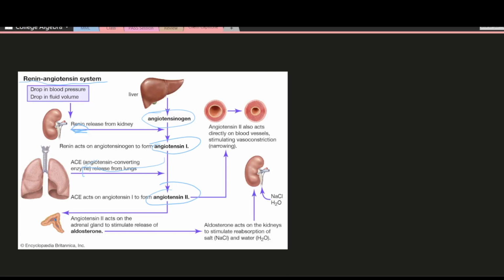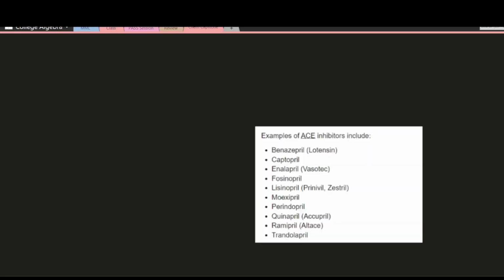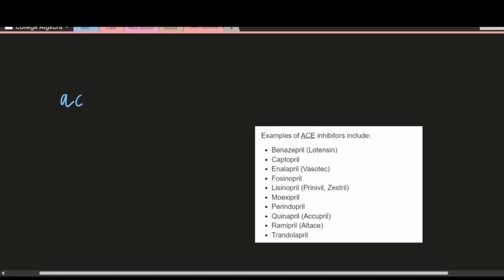And then via receptors in the adrenal glands, it stimulates the release of aldosterone, which acts on the kidneys to stimulate reabsorption of salt and water, but it also, with angiotensin 2, directly acts on blood vessels to constrict them. And this, in accordance to Boyle's law, increases the pressure as the volume of the blood vessels is decreased. ACE inhibitors do vary in form, but all of them function to block an enzyme's active site.